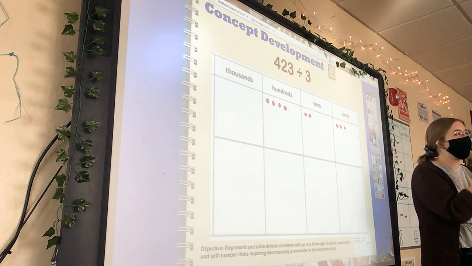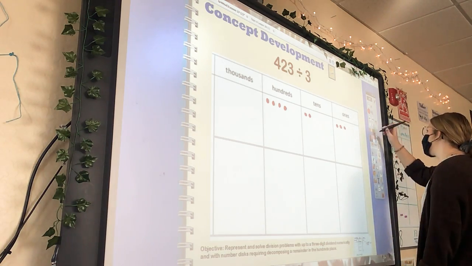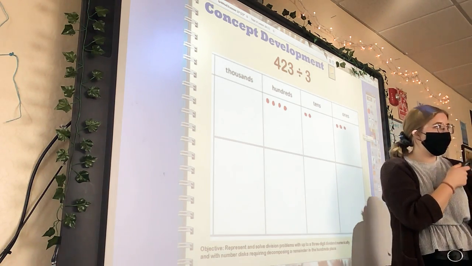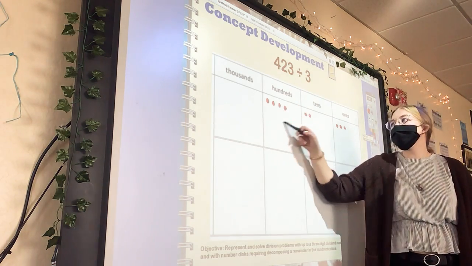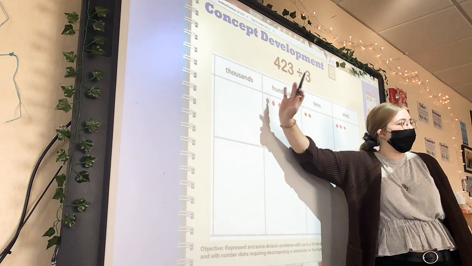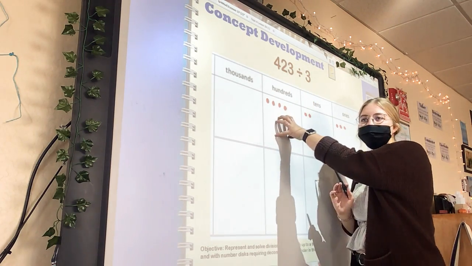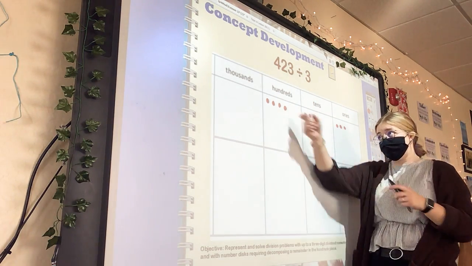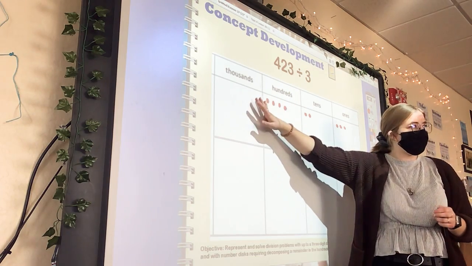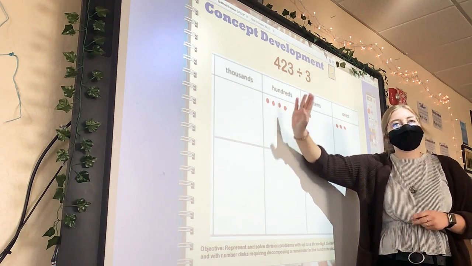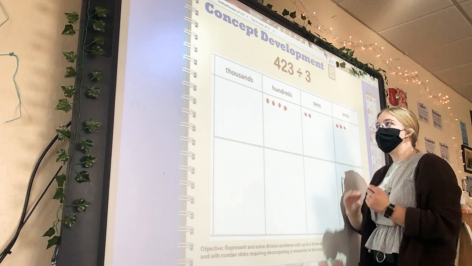I'm going to circle groups of 3, right? Is everybody with me on that? Yeah. That should be familiar. So I've got 4 in my hundreds place, and remember, we start on the left. The place value that has discs in it that's furthest to the left is where we're going to start, because we read left to right.